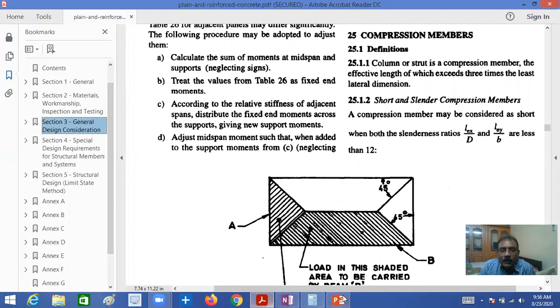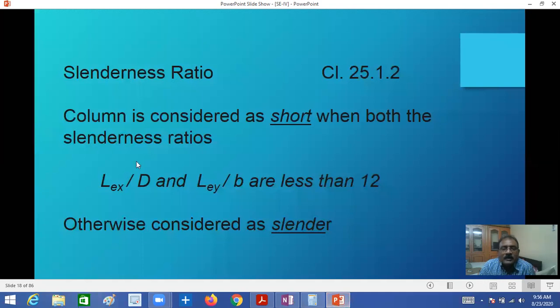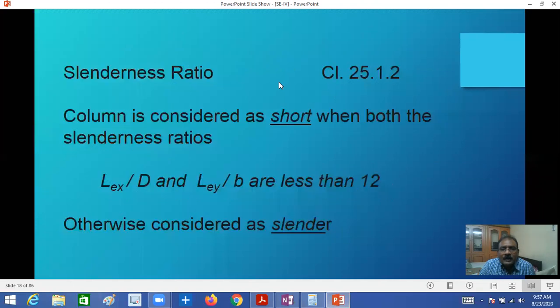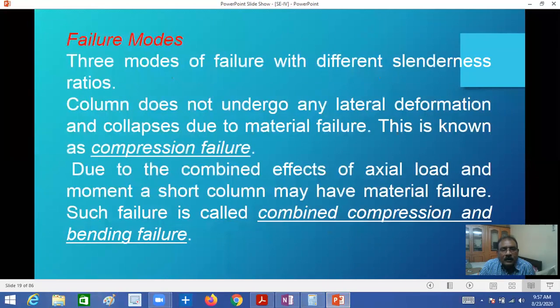So this is a very important point in design consideration. First, we have to calculate whether it is a short column or long column in the design. See, these are basic concepts. If you know these basic concepts, it's very easy to design the column. Okay. Now, the first one is minimum eccentricity and the second one is slenderness ratio. Now, what are the major failure modes here?